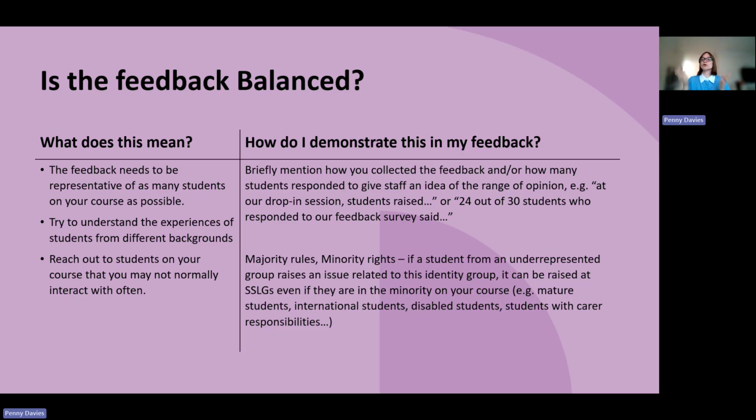Make sure that if you're on a course where you can pick different modules or go down different pathways, you're checking in with students who aren't on the same pathway as you. Especially if none of the reps on the course are studying that pathway, it's good to make sure that those students' voices are being represented.